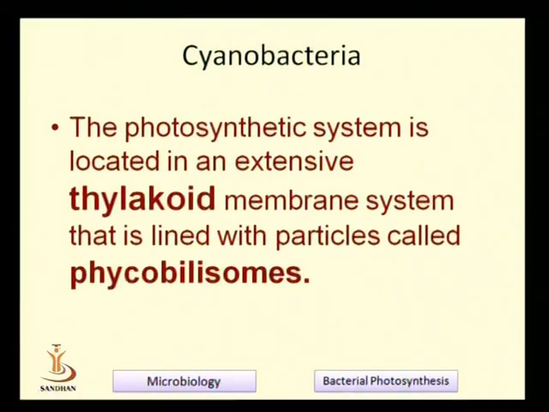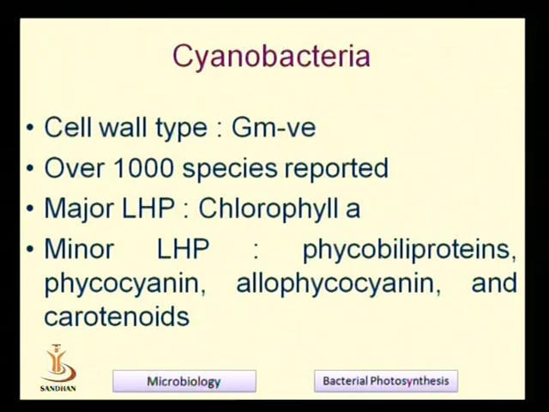So cyanobacteria can be categorized as gram negative. I would like to tell dear friends that gram negative and gram positive is the basic classification in bacteria, on the basis of cell wall chemistry. Studying the cell wall chemistry of cyanobacteria, they are found to be gram negative, and at present more than 1,000 species have been identified and reported.